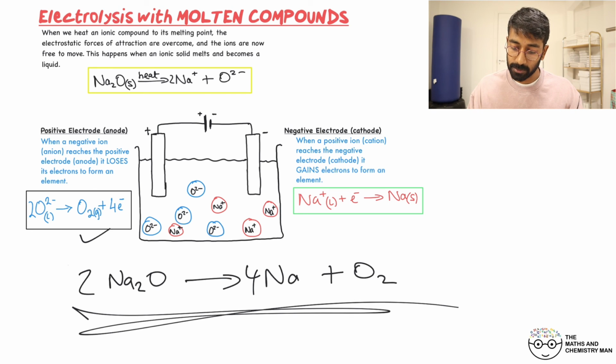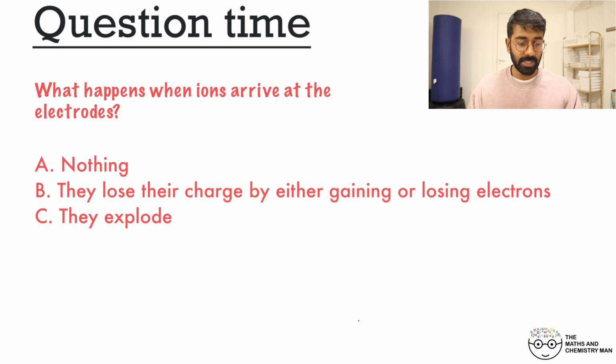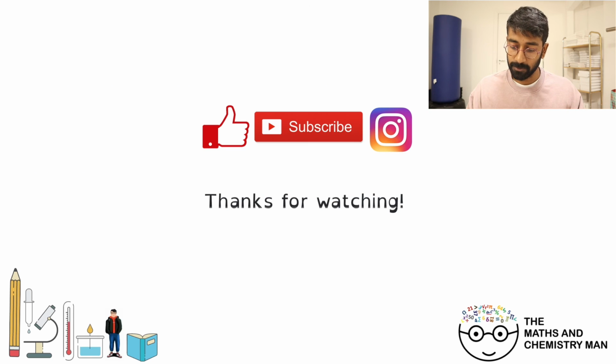Lovely. Okay. A quick question then. What happens when ions arrive at the electrodes? Option A, nothing. Option B, they lose their charge by either gaining or losing electrons, or C, they explode. So hopefully by now, with all those examples, you should know that they lose their charge by either gaining or losing electrons, and we say that they discharge.